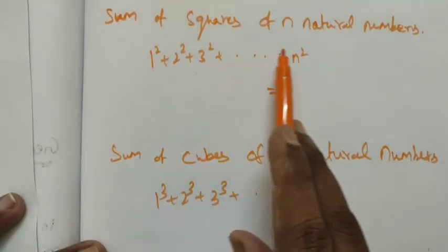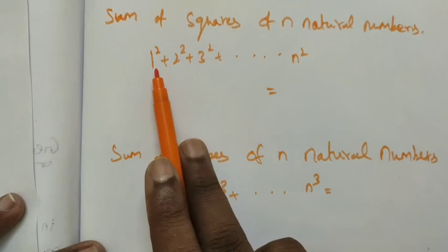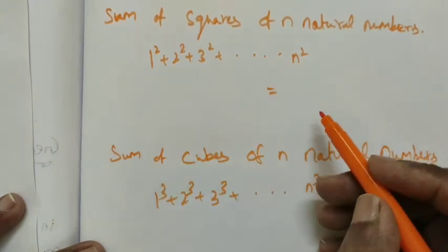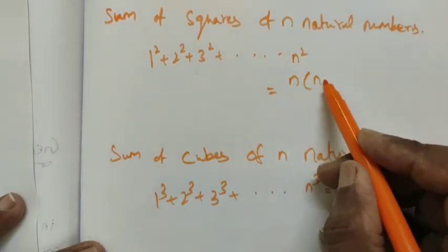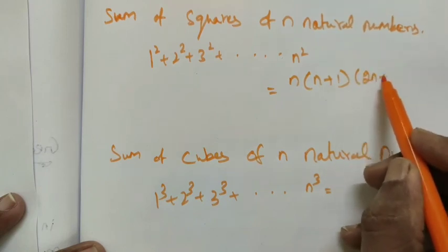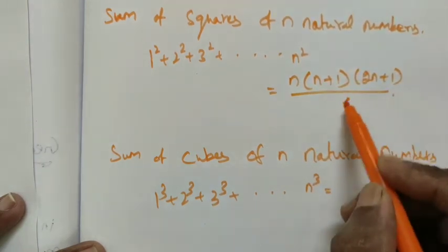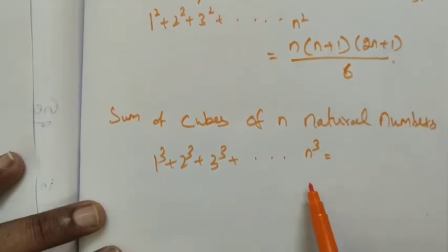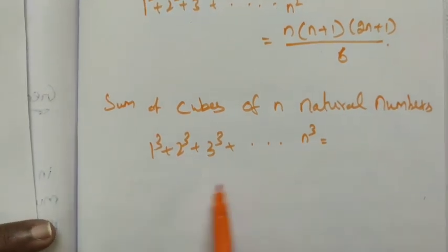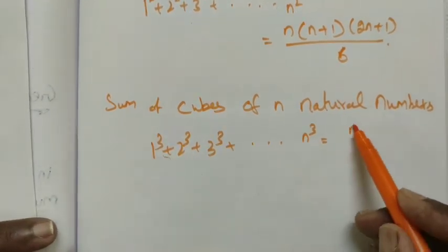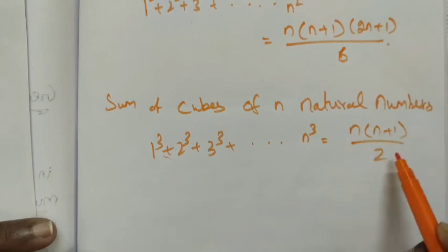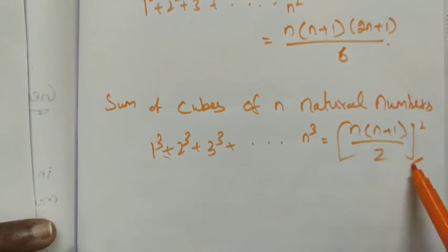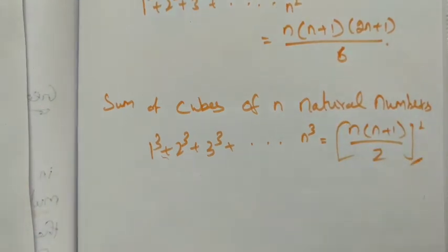Next we see the sum of the squares of n natural numbers, that is 1 square, 2 square up to n square. The formula is n into n plus 1 into 2n plus 1 divided by 6. And then the sum of cubes of n natural numbers: n into n plus 1 divided by 2, whole square, is the formula, right?